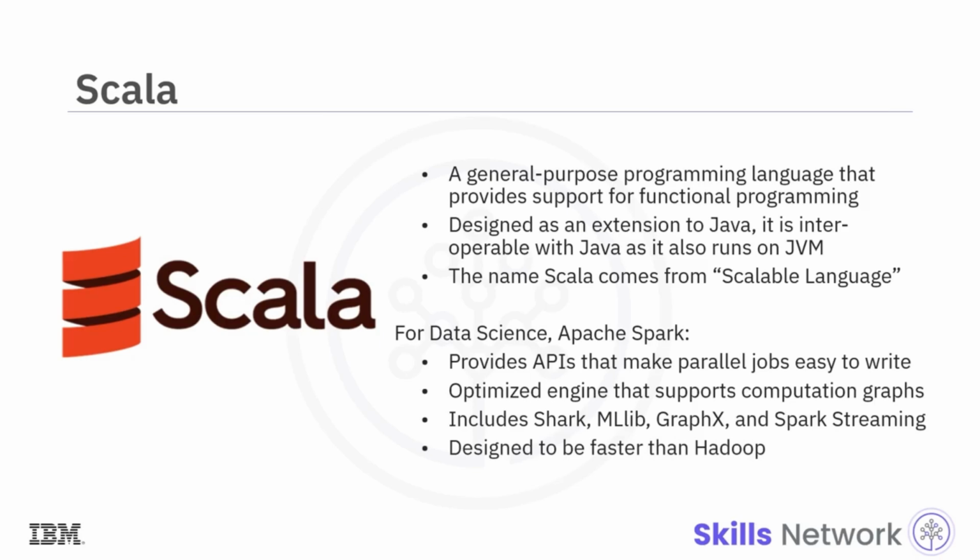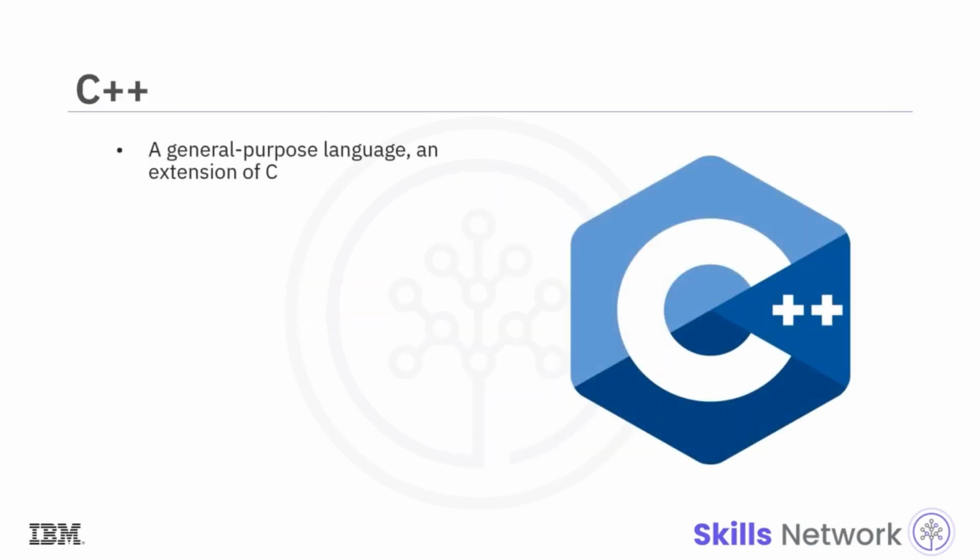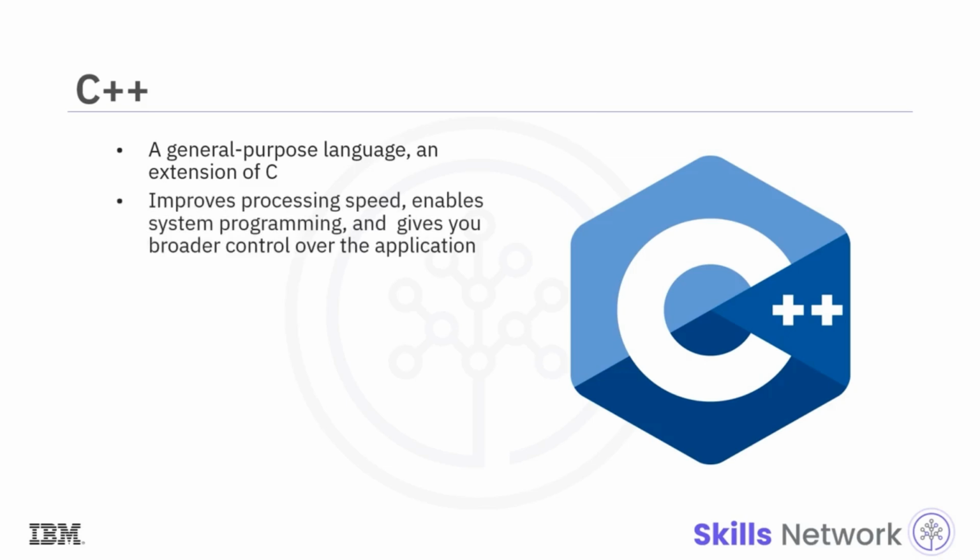It was designed to be faster than Hadoop. Next, C++ is a general-purpose programming language. It is an extension of the C programming language, or C with classes. C++ improves processing speed, enables system programming, and provides broader control over the software application.